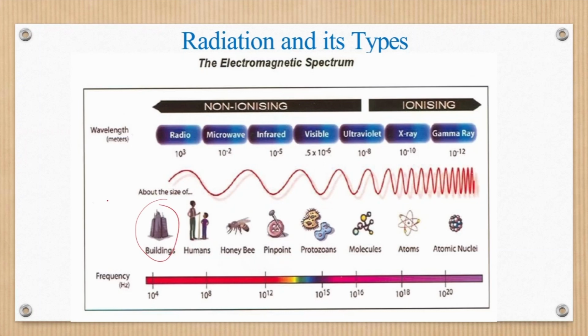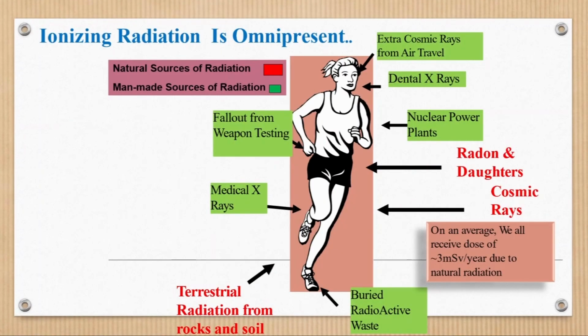In building material there are some things which are also radioactive, like molecules and atoms. All these things consist of some types of radiations. And I said that ionizing radiation is omnipresent, like from your soil. Terrestrial radiation comes from the rocks and soils, as you know that different radioactive materials are obtained from the earth crust, and buried radioactive waste, and cosmic radiations coming from space. Also we are exposed to those radiations.